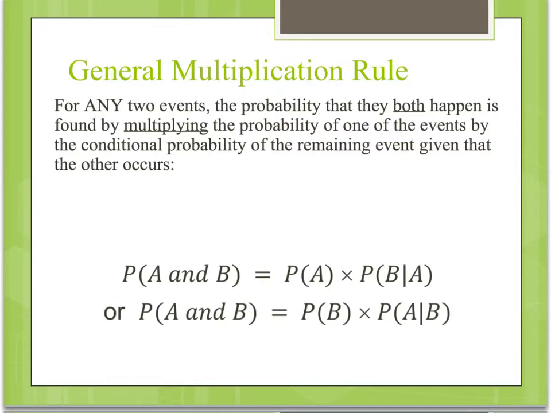For any two events, the probability that they both happen is found by multiplying the probability of one of the events by the conditional probability of the remaining event given that one occurs. So the probability of A and B is the probability of A times the conditional probability of B given A, or you can write it as the probability of B times the conditional probability of A given B. And these two are not the same thing.